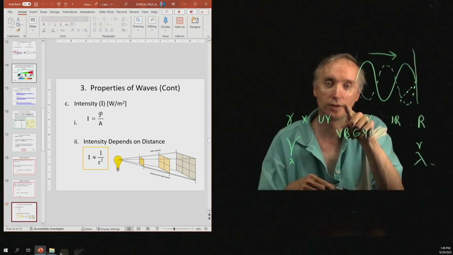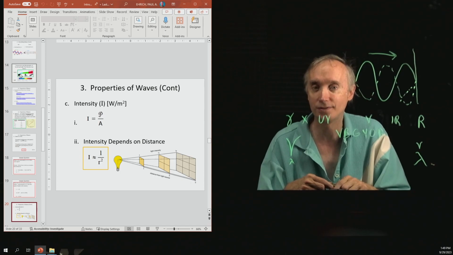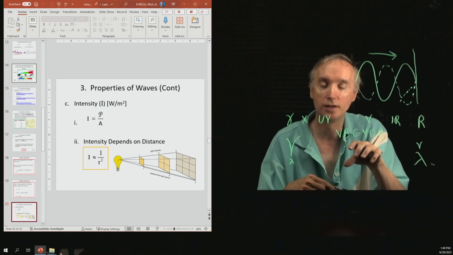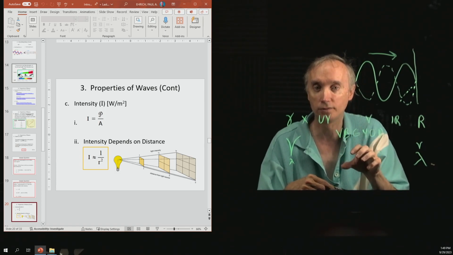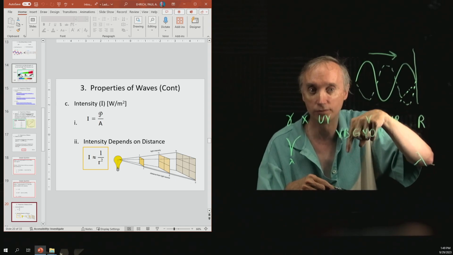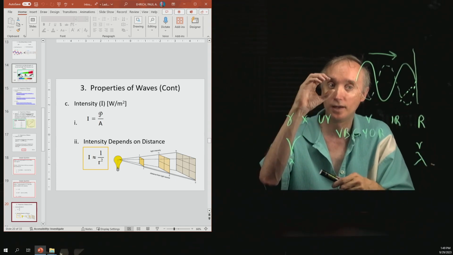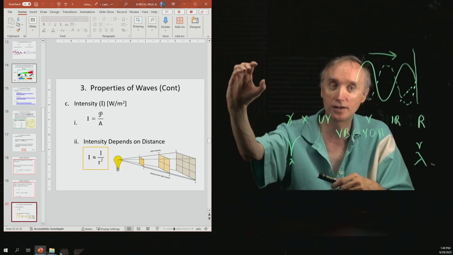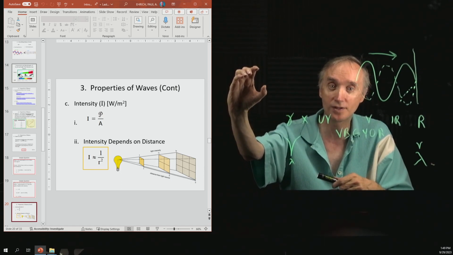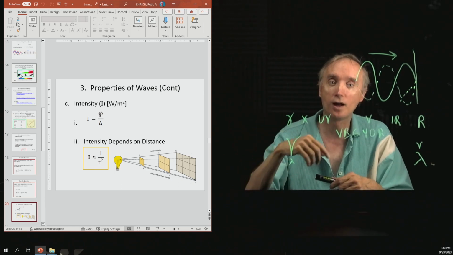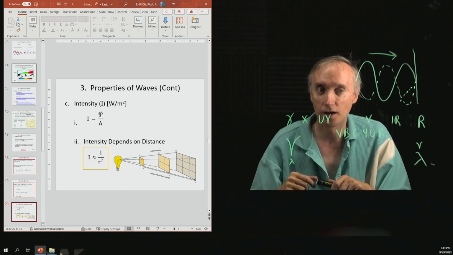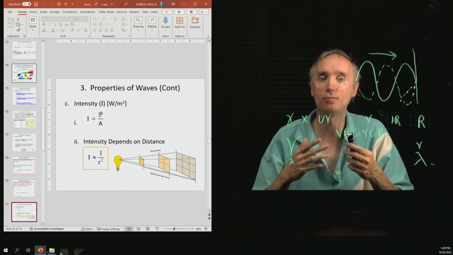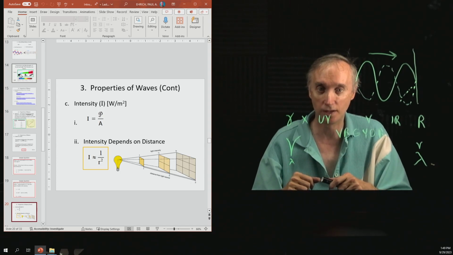This formula here shows how the intensity I depends on distance. You can see from the formula that as R gets bigger, the intensity goes down. If you take a flashlight and hold it in front of your face, it's pretty bright. But if you move it away from your face, it gets dimmer. Well, I want you to be able to go further. I want you to be able to tell me how much dimmer it gets.